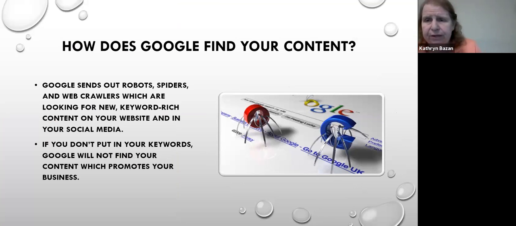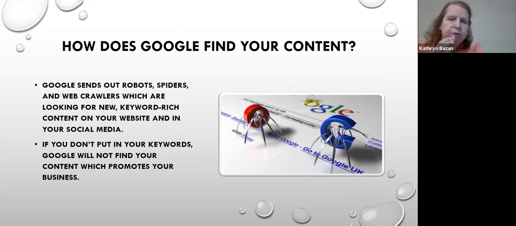So how does Google find your content? Well, they've got web crawlers, robots, spiders going out all the time, looking for those keywords that Google has determined people are looking for. And there's a gazillion of these keywords. For one of my clients who's a reflexologist, I found over 400 keywords on reflexology. That'll give me an idea.